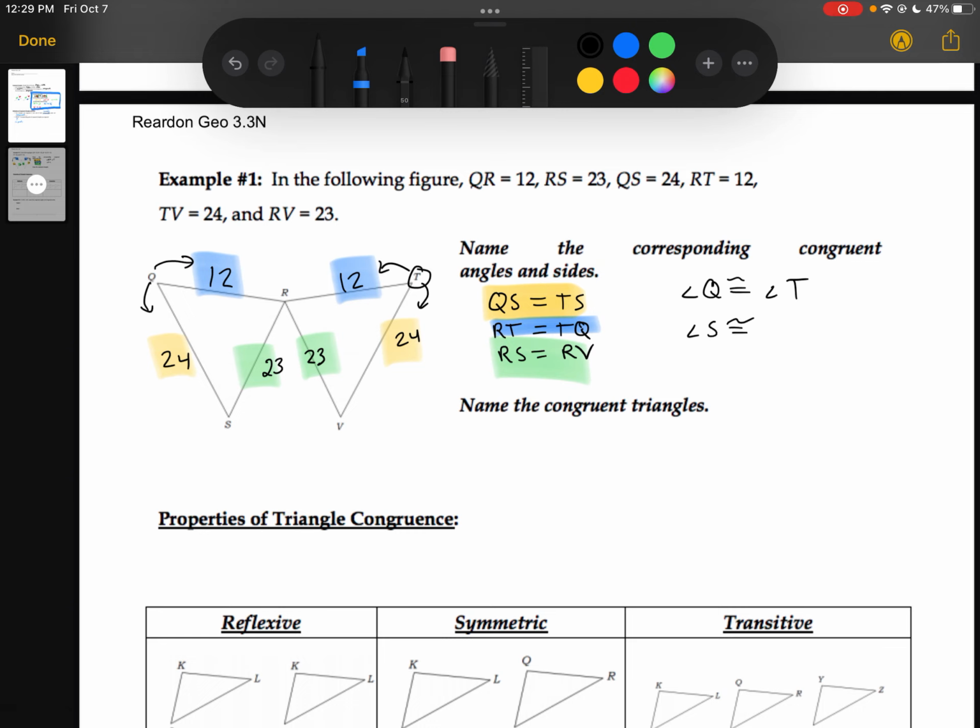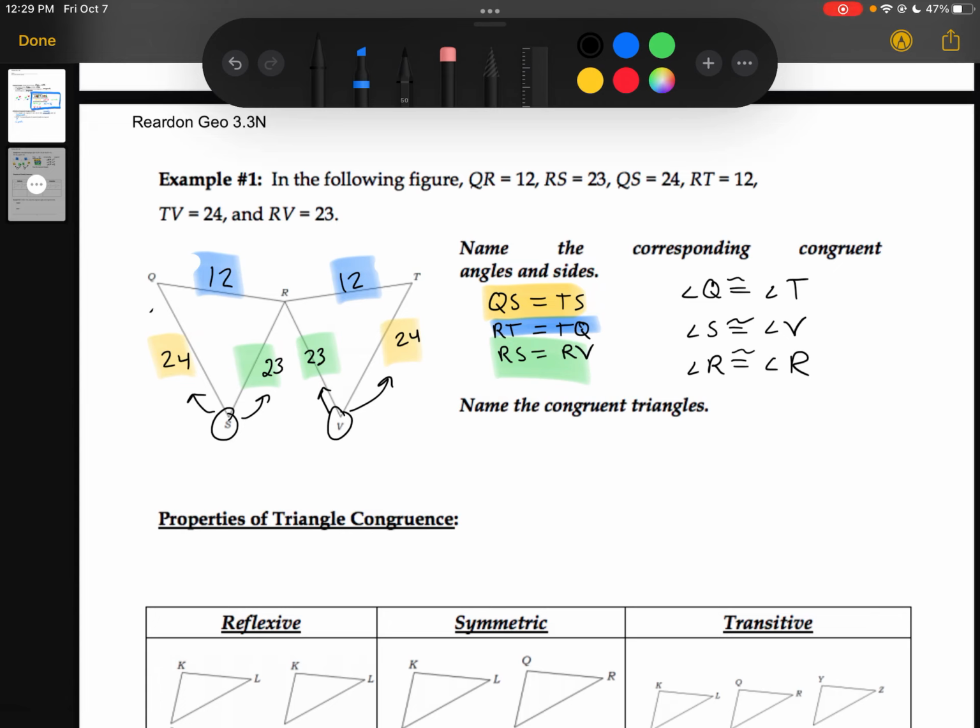So if we have angle S, it is in between 23 and 24, so it matches up with angle V, which is also in between 23 and 24. That only leaves one left over, so we have angle R, and you can probably guess it's just equal to itself. It's between 12 and 23 in both diagrams. So that's how we set up our angles after having already set up our sides for our triangles.